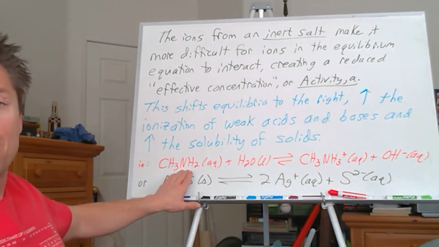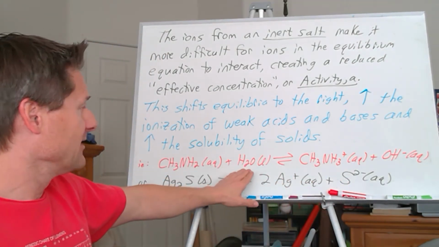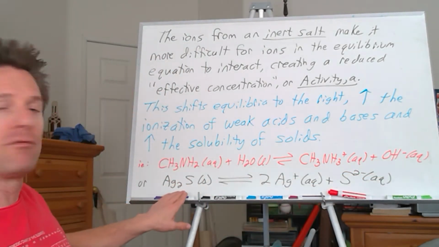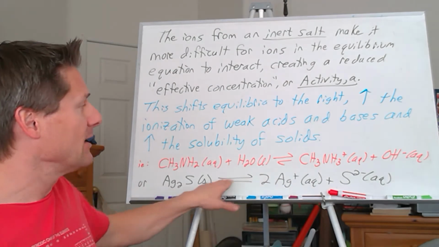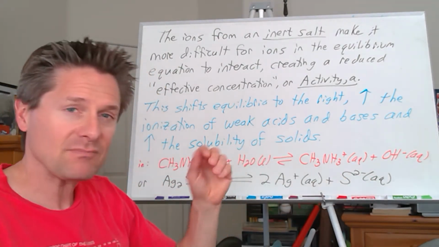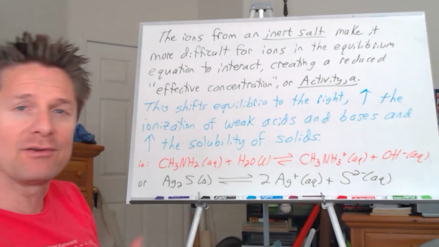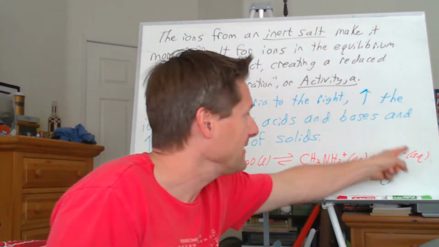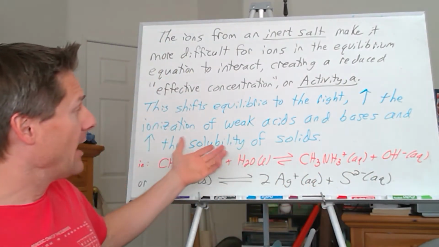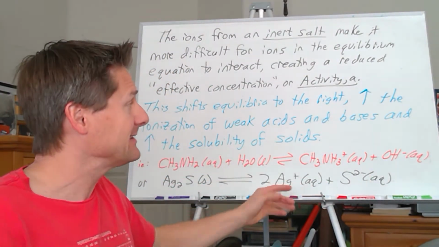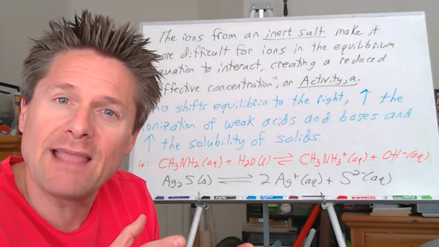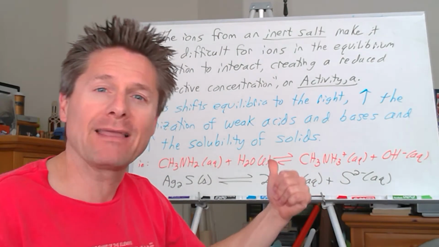This would be like methylamine ionizing as a weak base in water to form the methylammonium ion and hydroxide, or silver sulfide solid in equilibrium with its ions in solution, the two silver ions and the sulfide ion. If I put potassium bromide or something like that in there, potassium ions would surround this, surround that, and then the bromide ions would surround this and this, effectively masking them from each other to a small extent, making it harder to go back the other direction.